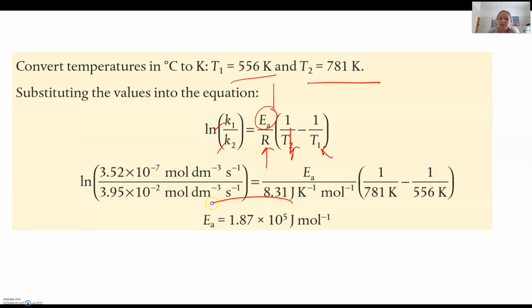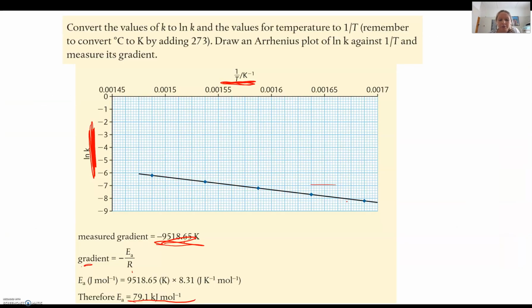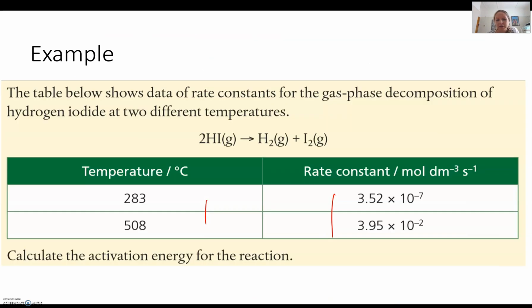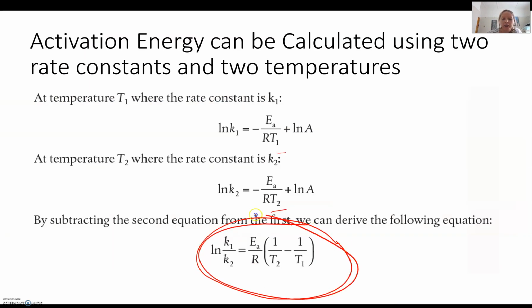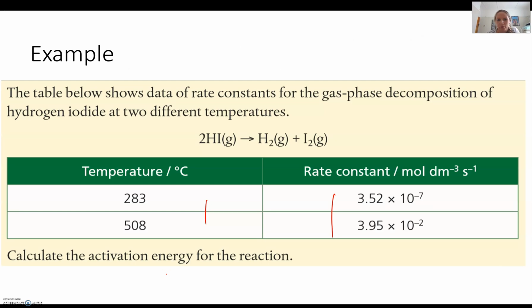Please, can you put this into your calculator now and check you get that answer? There seem to be a lot of issues with being able to use log. So please make sure you can put that in and you get the same answer. And if you're having any issues, let me know on Teams. But that's the second method. So it's not too complicated. It's just recognizing, first of all, with the first method, that the gradient is negative EA over R, and R is the gas constant. And the second method is just using this expression here, and you'll be given 2 data points.